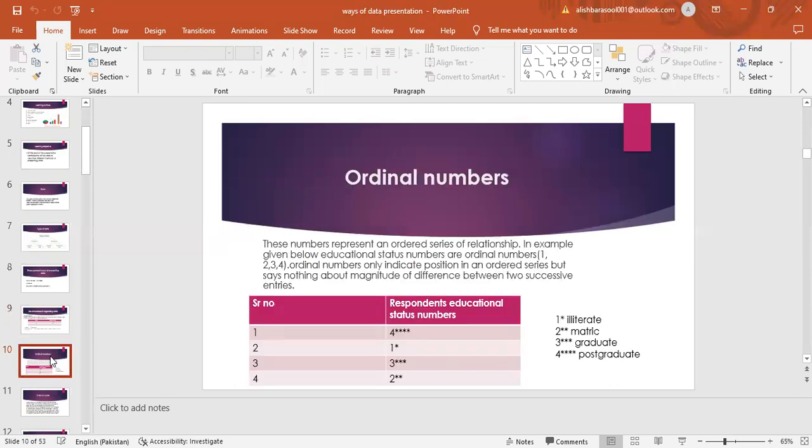Ordinal numbers. These numbers represent an ordered series of relationships. An example given below: educational status numbers are ordinal numbers, 1, 2, 3, 4. Ordinal numbers only indicate position in an ordered series, but say nothing about the magnitude of difference between two successive entries. Like in the table given below, 1 indicates illiterate, 2 indicates matric, 3 graduate, and 4 postgraduate.